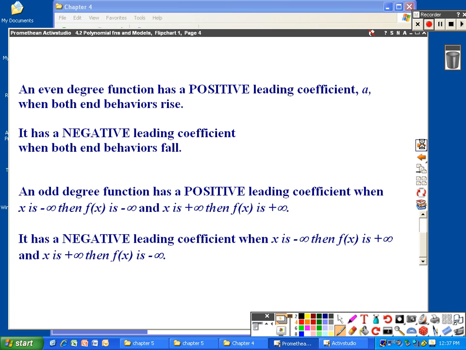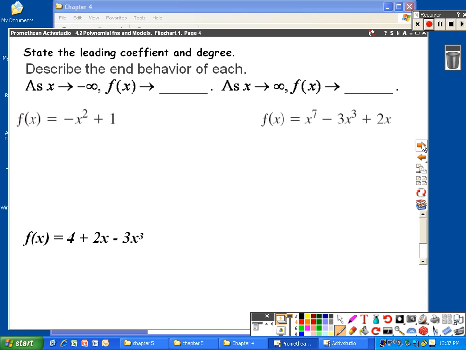So let's take a look at some. First, in each of these, state the leading coefficient and what degree it is, then describe the end behaviors. So in this first problem, the leading coefficient, LC, is -1. Or actually, let's call it A. A is -1. The degree is 2, the exponent.